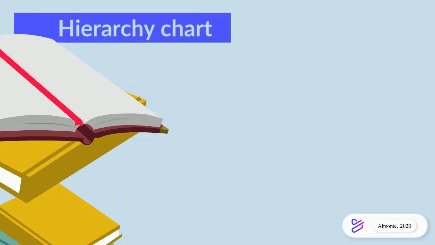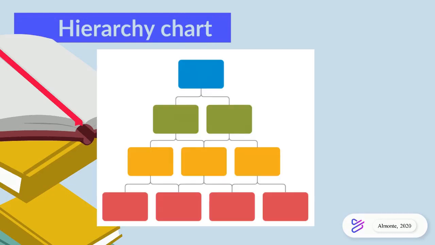Hierarchy charts visualize the elements of a system, organization, or concept from its highest position to the lowest. Students can use this tool to understand the subordinate and superordinate categories of a topic and the relationship between them.